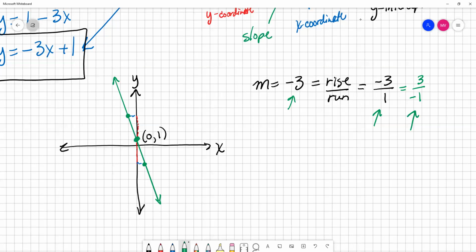You good? That's a negative. It is a negative, and our slope is negative -3. Yeah, I wasn't paying attention to the number, I was just looking at the line.